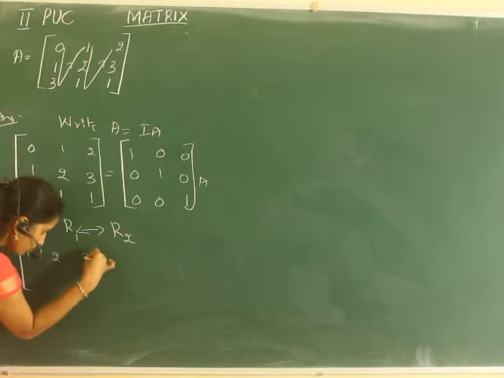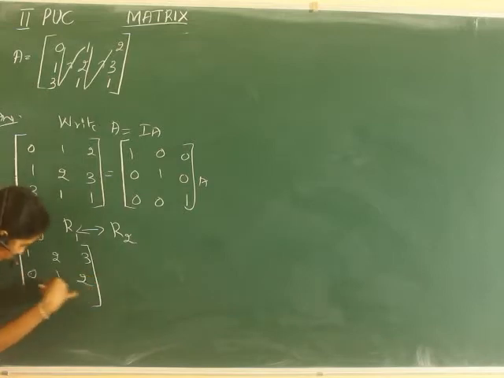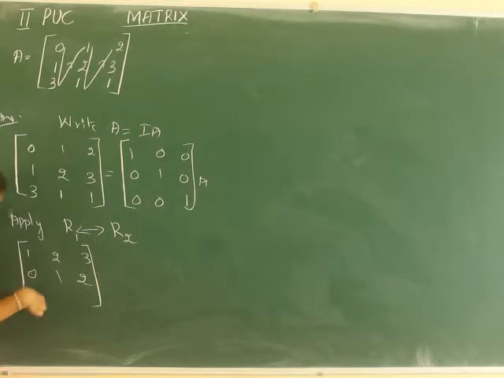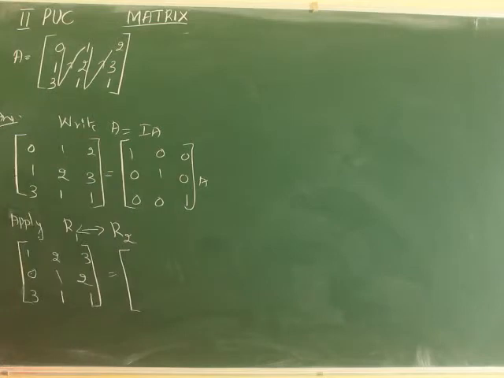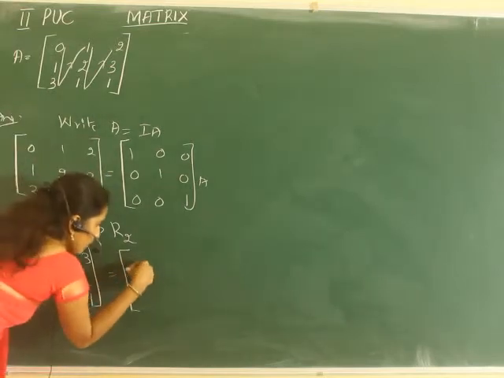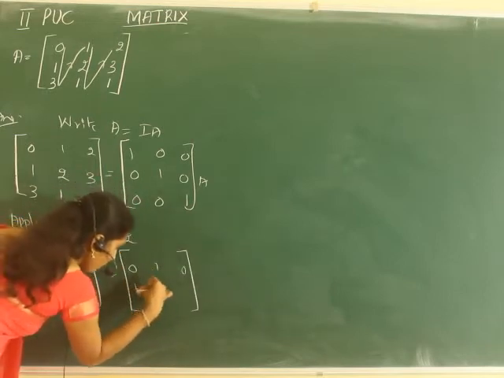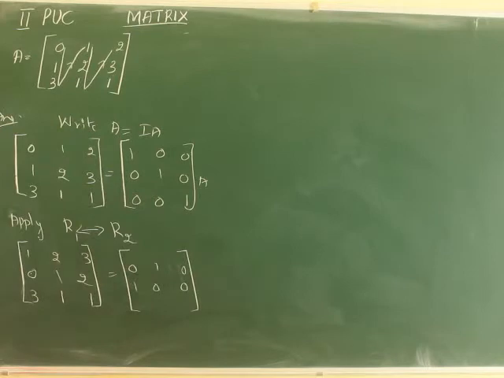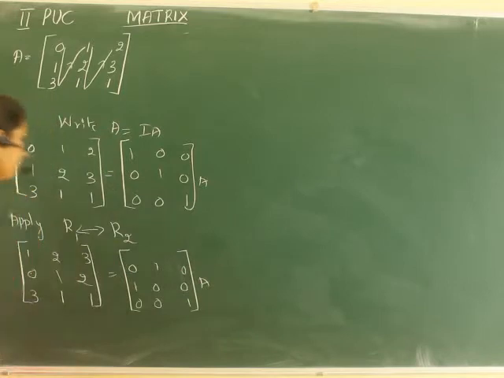So what we get now, when R1 and R2 are interchanged, is 1, 2, 3, 0, 1, 2, 3, 1, 1 is equal to, here also R1 and R2 interchanged, so 0, 1, 0, 1, 0, 0 and 0, 0, 1, into A. Now I have converted this to 1. Already this one is 0. Now I have to convert this to 0.